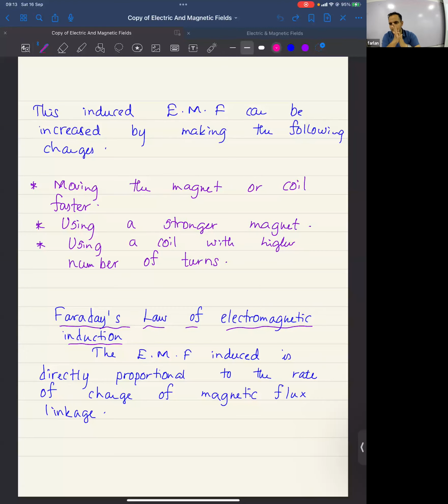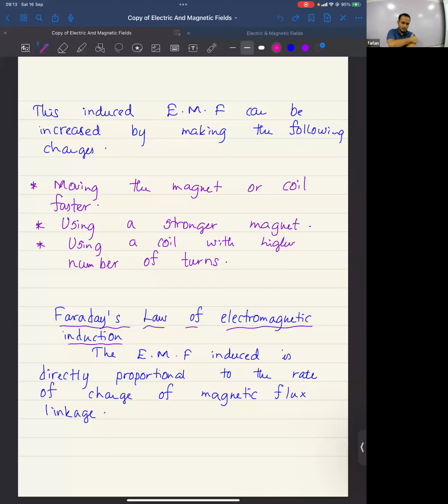So guys, by making these changes, you can increase the induced EMF. One is moving the magnet or the coil faster, or using a stronger magnet, or using a coil with a high number of turns. If you make these changes, you can get a higher EMF induced. So this is what is explained in Faraday's law, which is about the magnitude of the EMF induced.